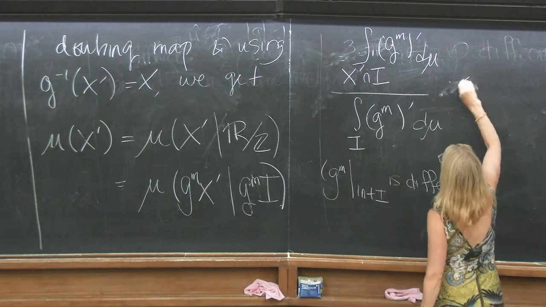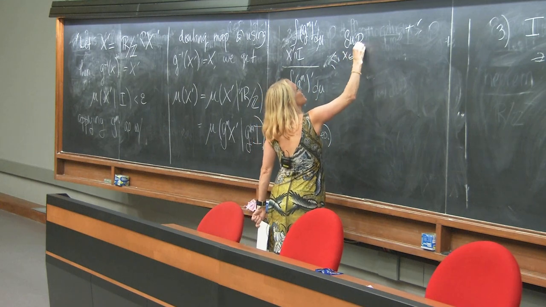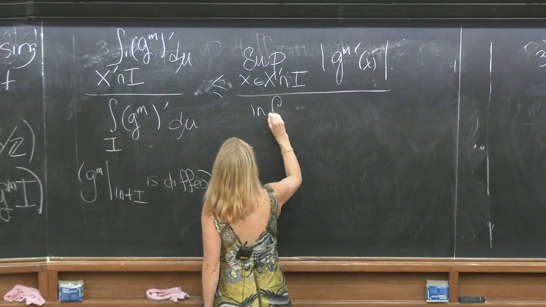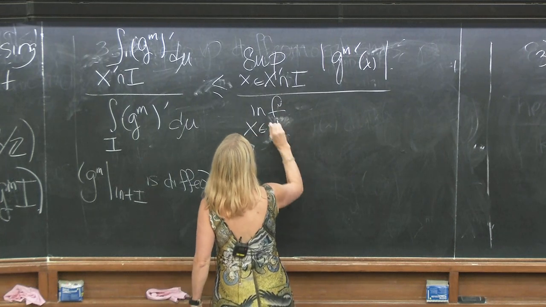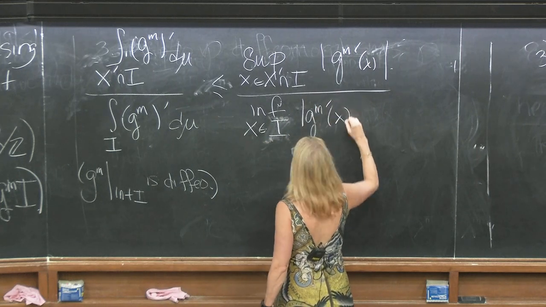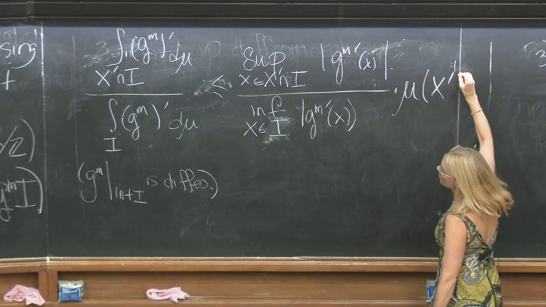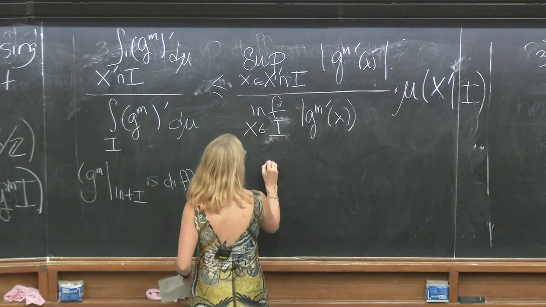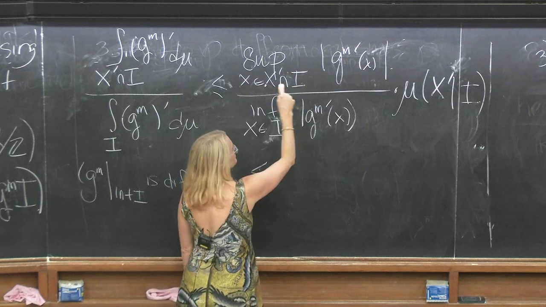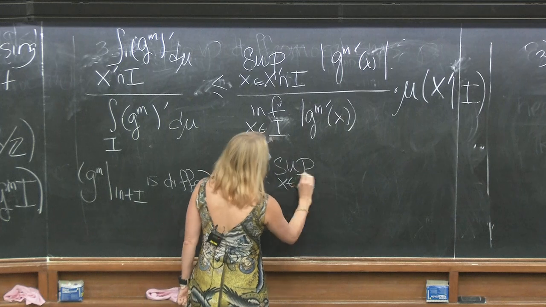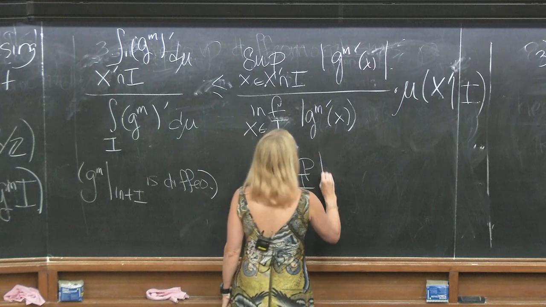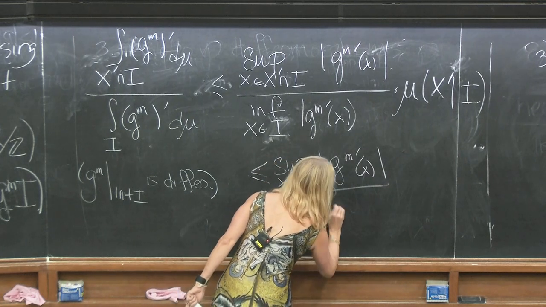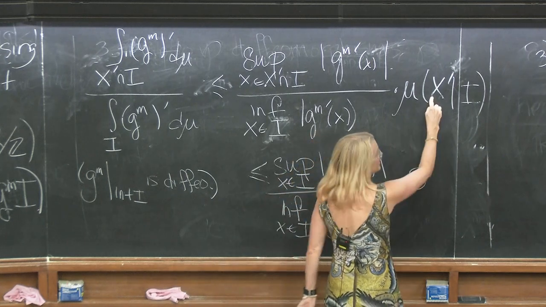And now this is less than or equal to the sup over all x in this intersection of g to the m prime of x divided by the inf over all x in I of g to the m prime of x, times the conditional measure of x prime in I. Okay. And so this is less than or equal to, well, I can take the sup over all x in here, but since we know nothing about x prime, we might as well consider this supremum. And then this is less than epsilon.